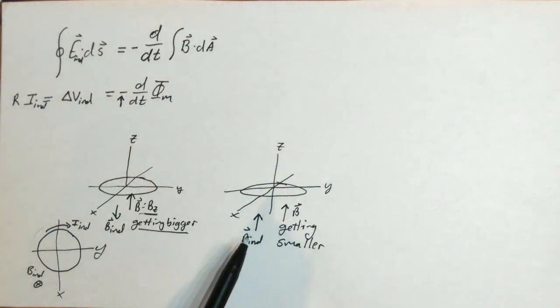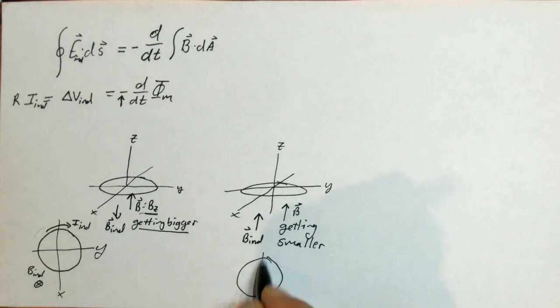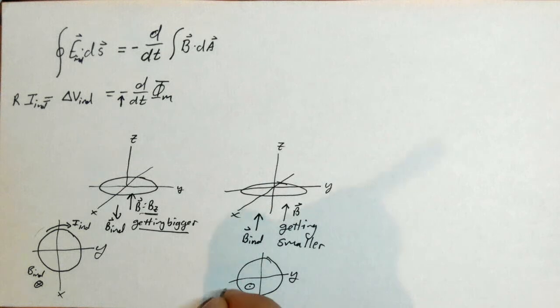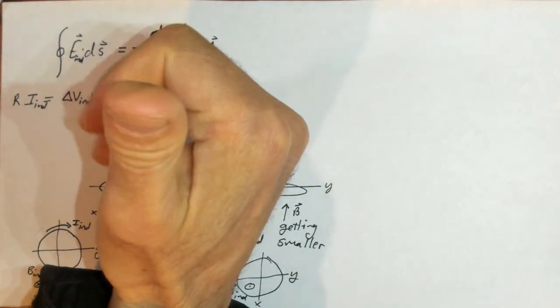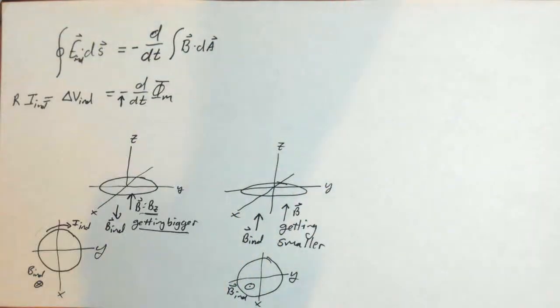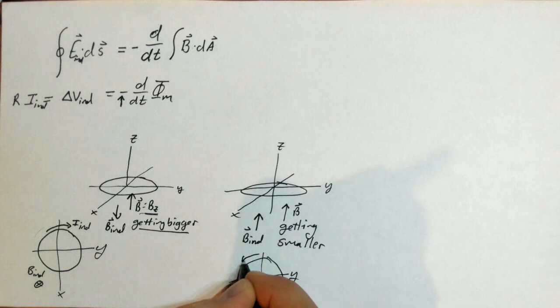Okay. So if the induced B field's up, then if I draw my top-down view, okay, I want an upward induced B field, and that means my thumb's going to point up, and my fingers curl, and I get a counterclockwise current.